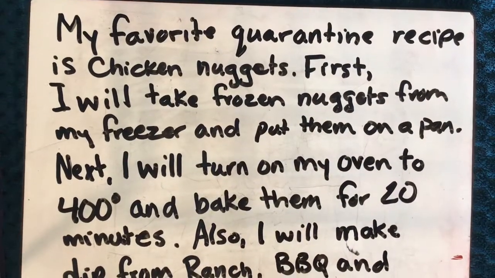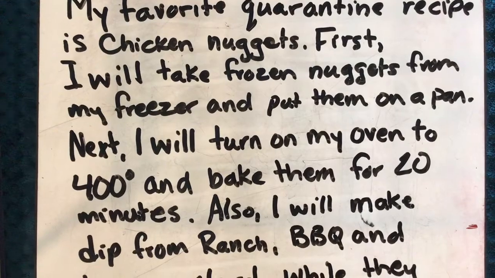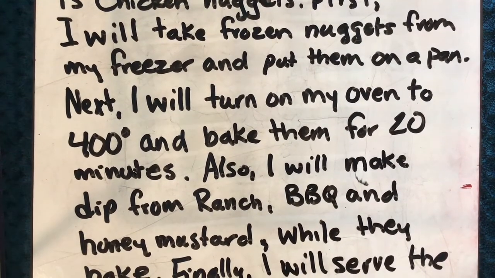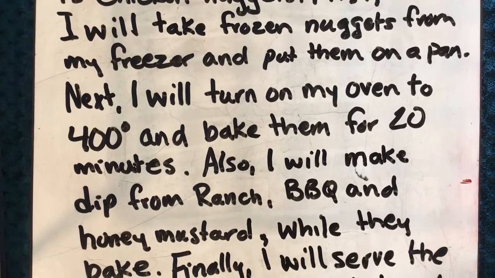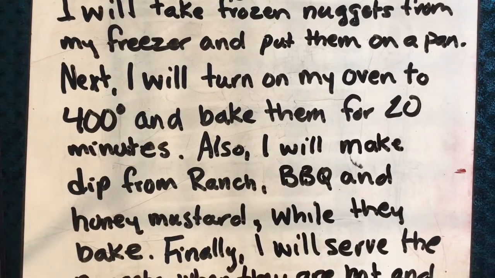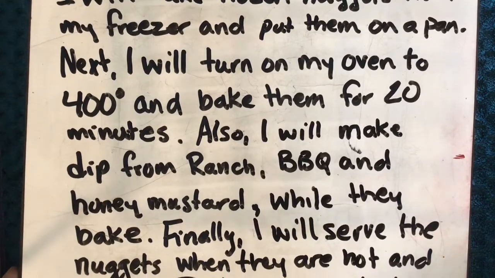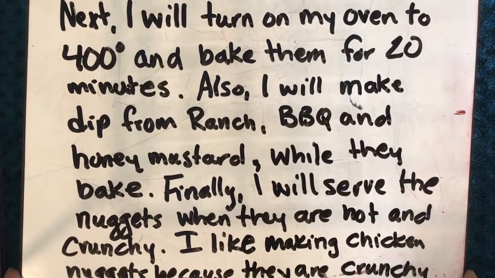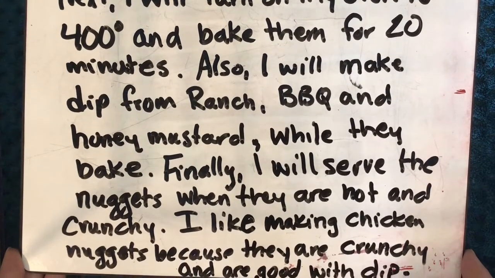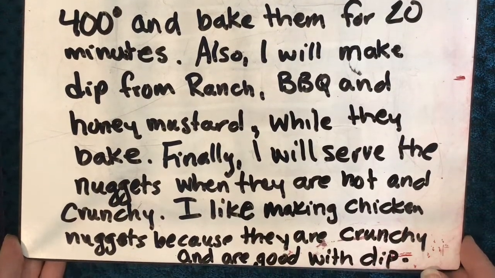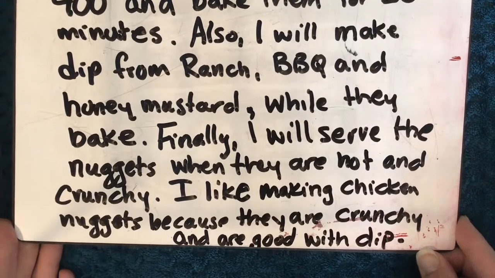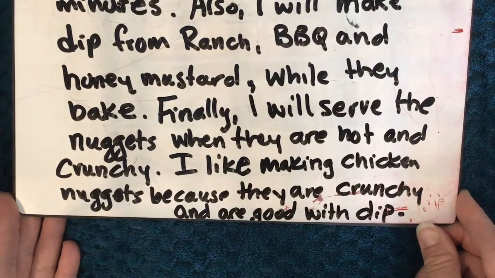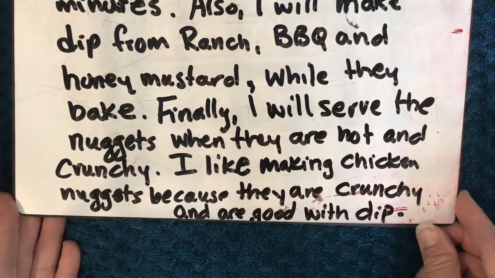Okay, so let me read you my whole quarantine recipe all together. My favorite quarantine recipe is chicken nuggets. First, I will take frozen nuggets from my freezer and put them on a pan. Next, I will turn on my oven to 400 degrees and bake them for 20 minutes. Also, I will make dip from ranch, barbecue, and honey mustard while they bake. Finally, I will serve the nuggets when they are hot and crunchy. I like making chicken nuggets because they are crunchy and good with dip.